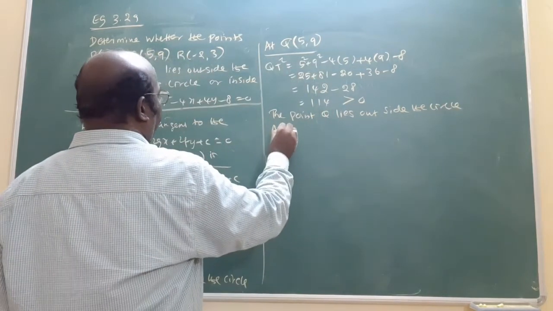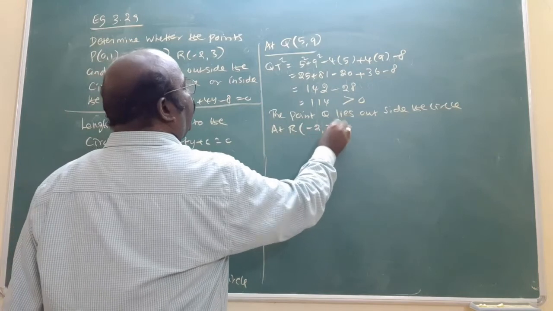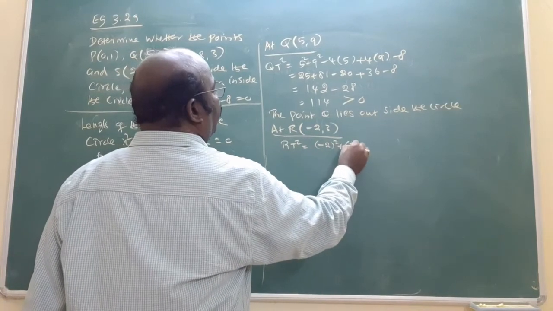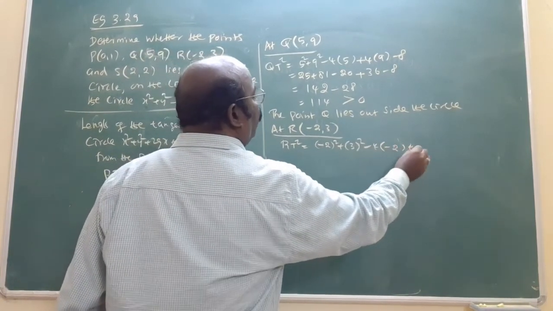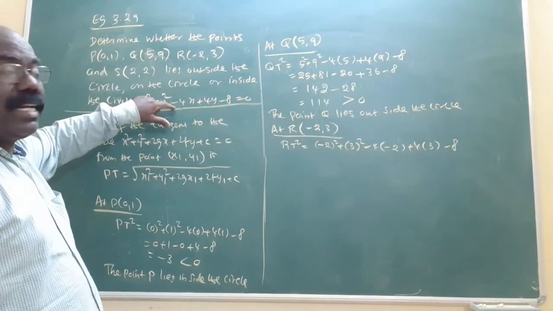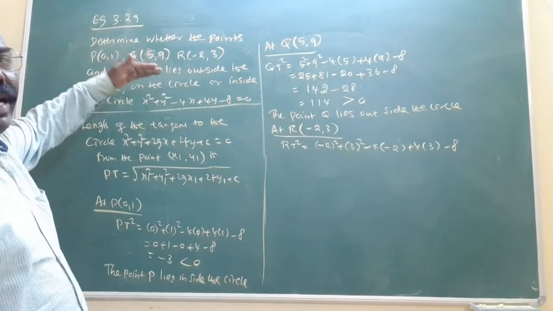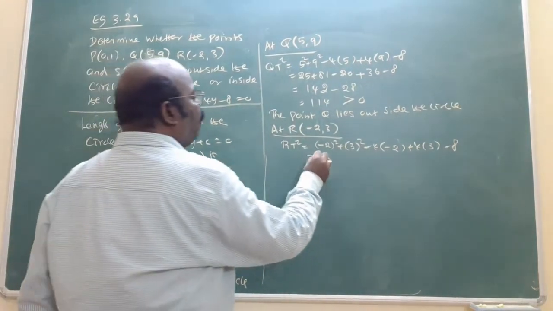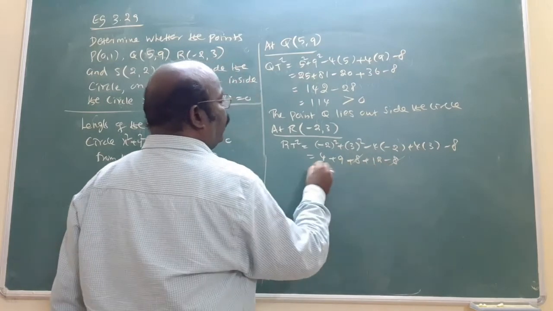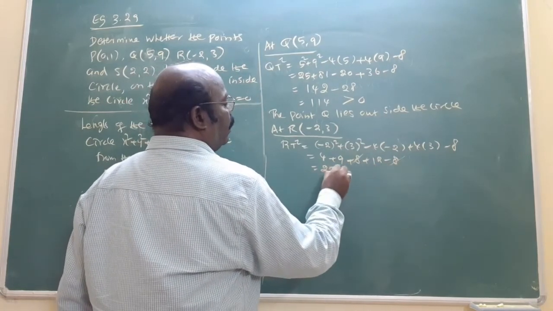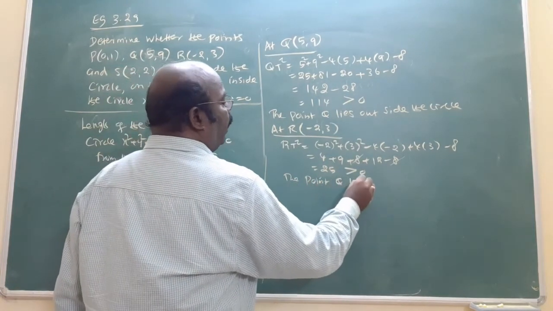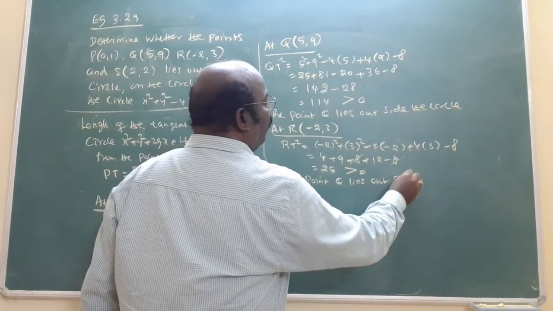Third point, what is the point? Minus 2 comma 3. Now to find RT square: minus 2 square plus 3 square minus 4 into minus 2 plus 4 into 3 minus 8. Substitute the point in the given circle. That's important. In the question, what circle is given? Substitute that. 4 plus 9 plus 8 plus 12 minus 8. Minus 8 will cancel. What is the answer? 25. This is also fast, you know. Therefore, again the point R lies outside the circle.